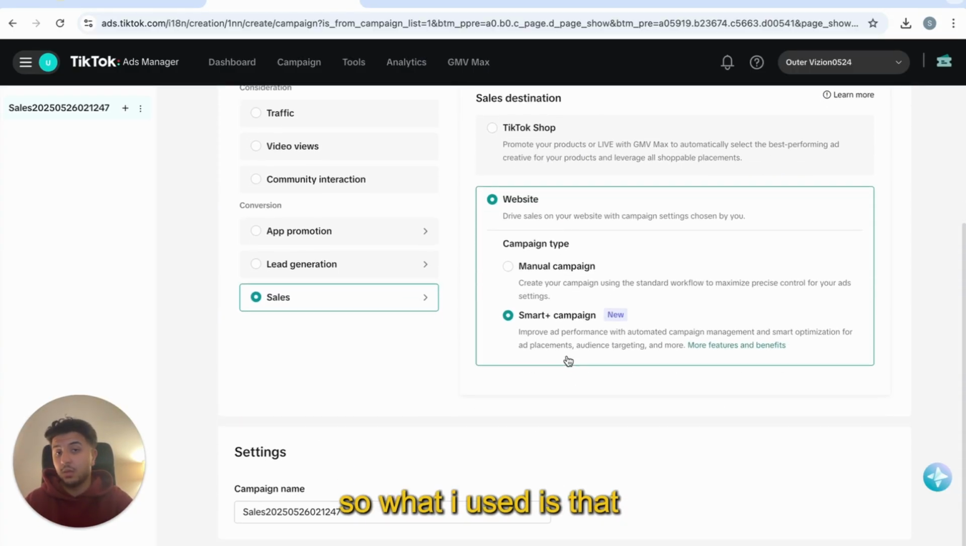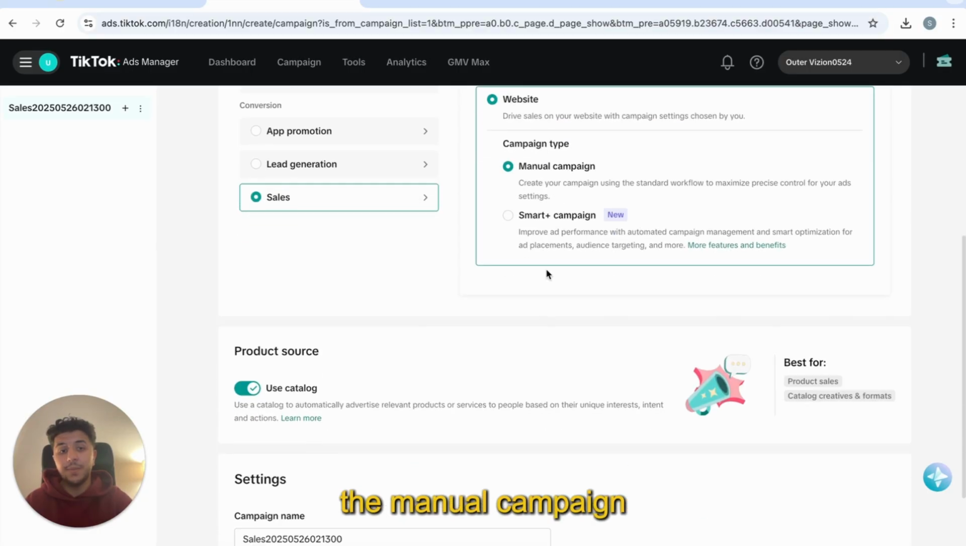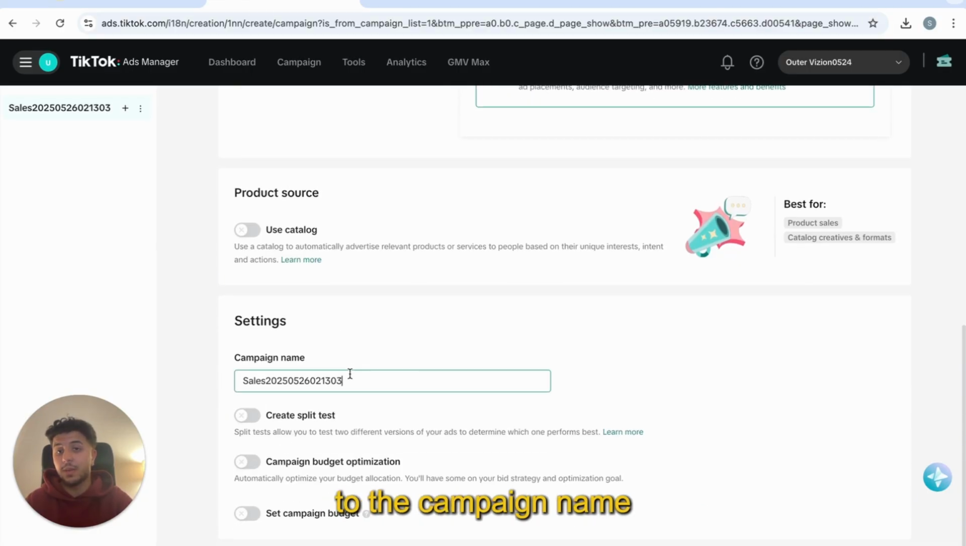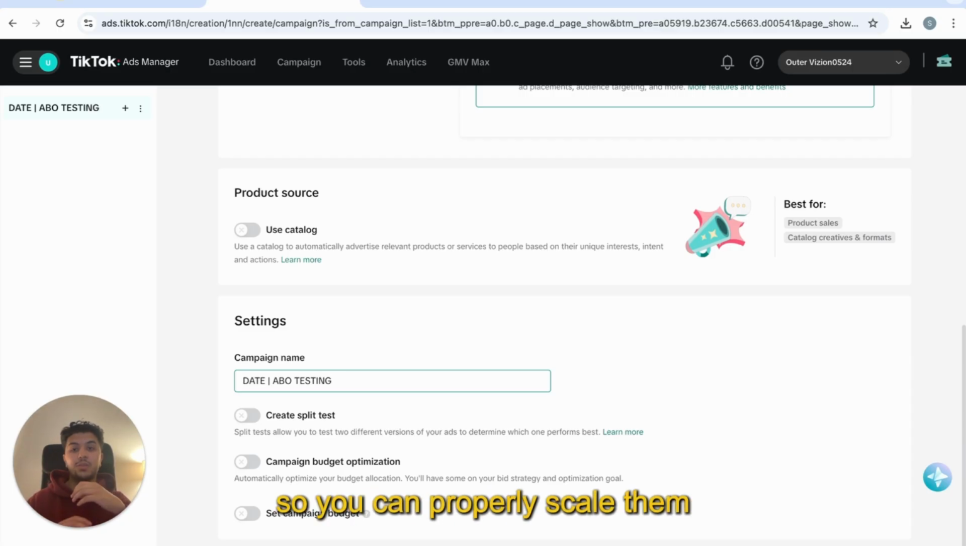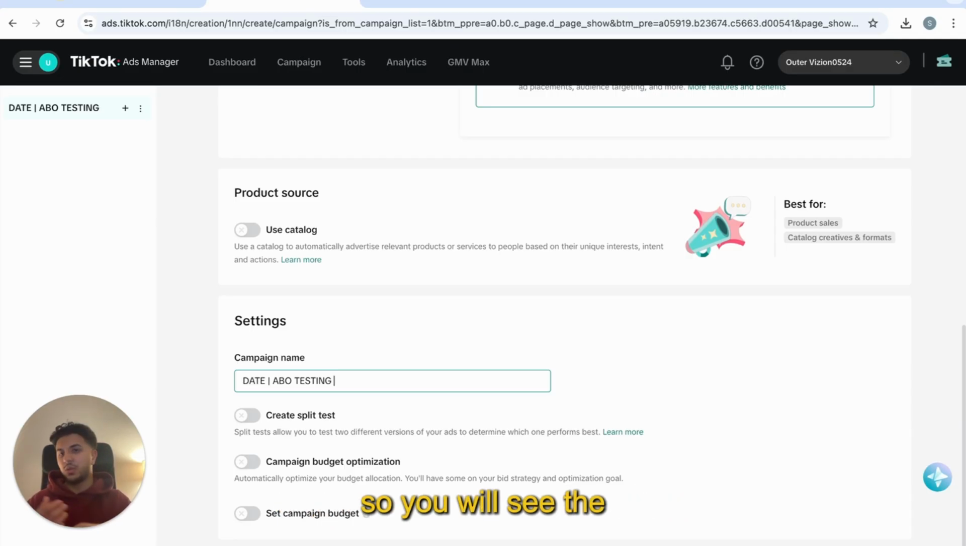And so what I used is the manual campaign. You turn off the catalog, and now when it comes to the campaign name, just name it with the date. So let's say you write down the date, then ABO, and then you just write something like testing. Because when it comes to scaling, you need to know which campaigns are running good, so you can properly scale them, and you have all the info about the date and everything. So you will see in the future with the content and everything.